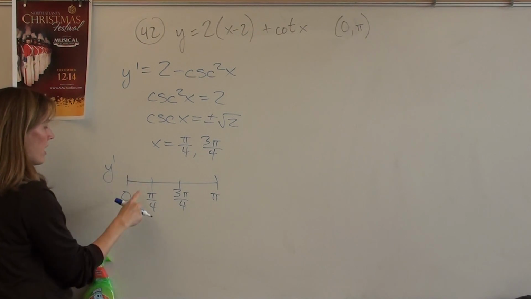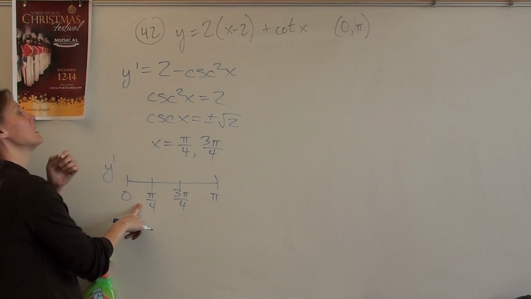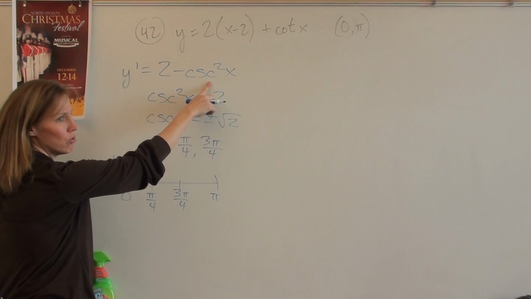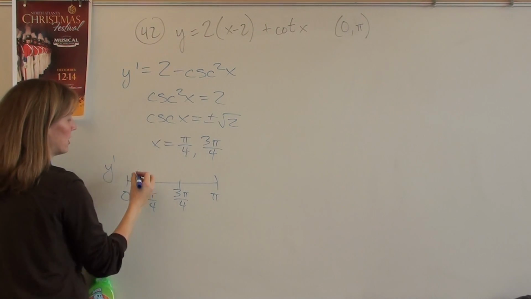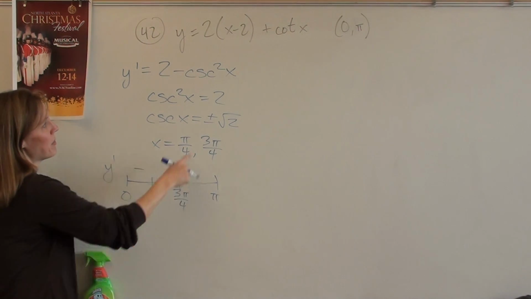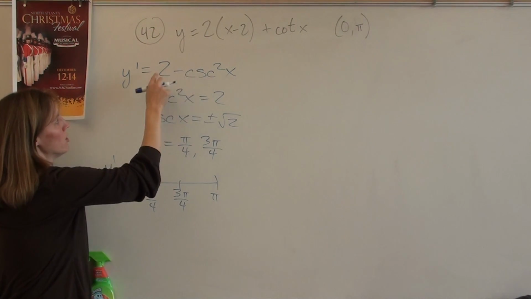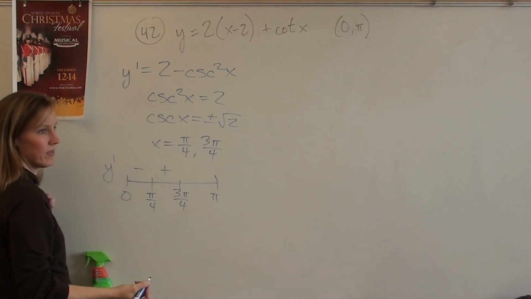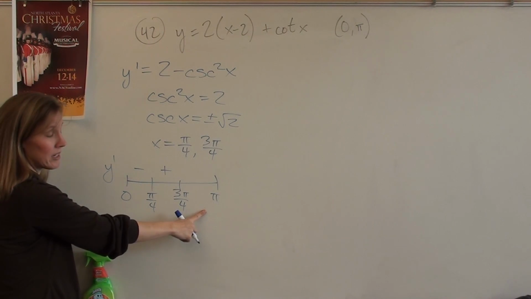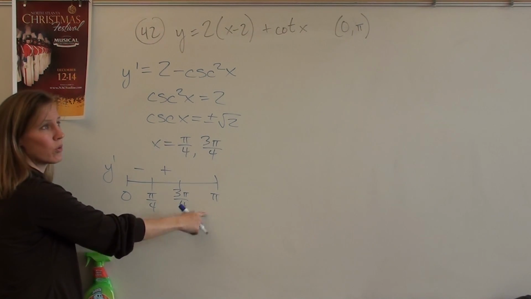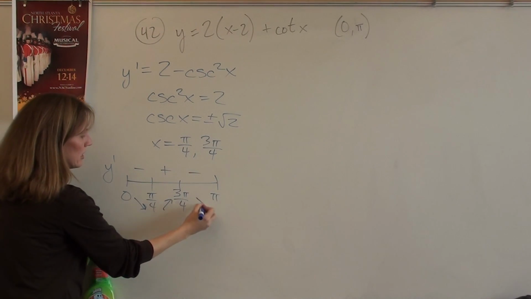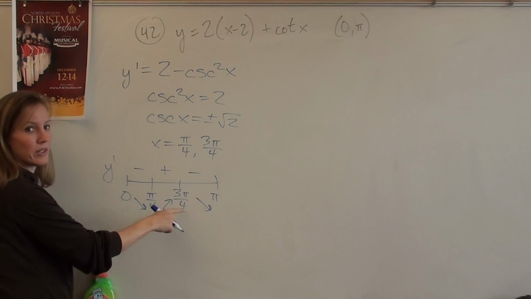So this is our y prime. Here if I pick pi over 6, the sine of pi over 6 is a half, so the cosecant is 2, squared is 4, 2 minus 4 is negative. Here if I pick pi over 2, sine of pi over 2 is 1, so the cosecant is 1, 2 minus 1 is positive. Here if I pick 5 pi over 6, sine of 5 pi over 6 is a half, cosecant is 2, squared is 4, 2 minus 4 is negative. We're decreasing, increasing, decreasing, relative min, relative max.